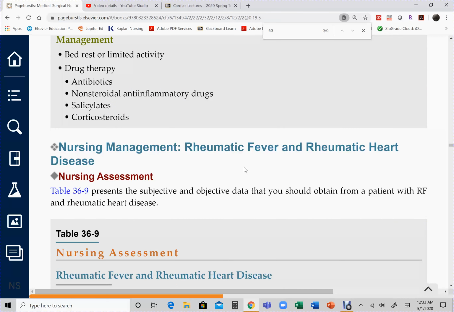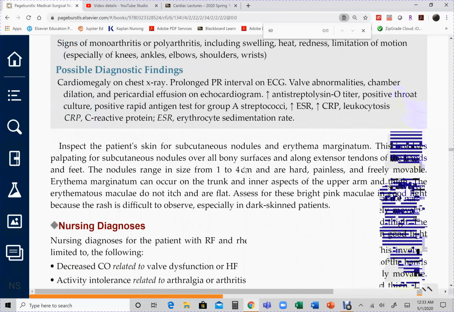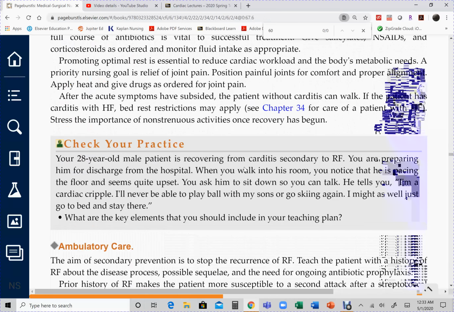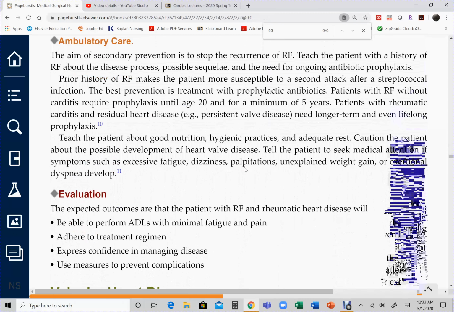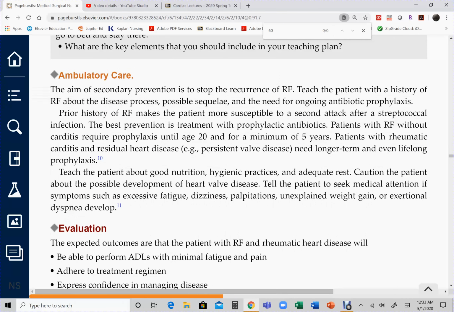Okay, and then they do have pain. Again, this is inflammatory in nature, so they can get NSAIDs. Next topic is, please read this part. This is again about discharge.